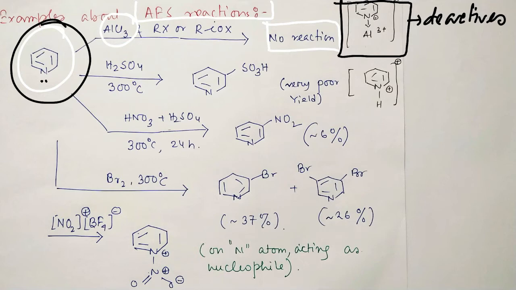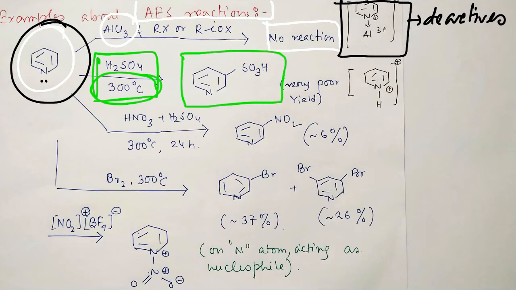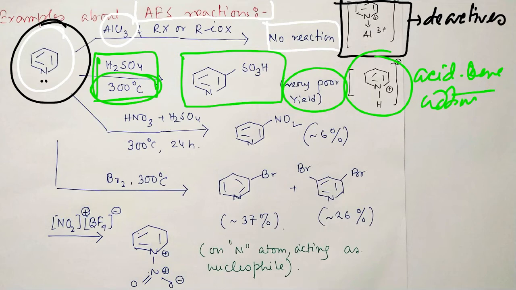In case of reaction with sulfuric acid, just look at the temperature needed: 300 degrees, pretty high, and the yield of the meta-substitution product is very low. Why? In this case, sulfuric acid acts as an acid and pyridine acts as a base and forms this acid-base adduct. So this acid-base adduct further deactivates the ring for the reaction.